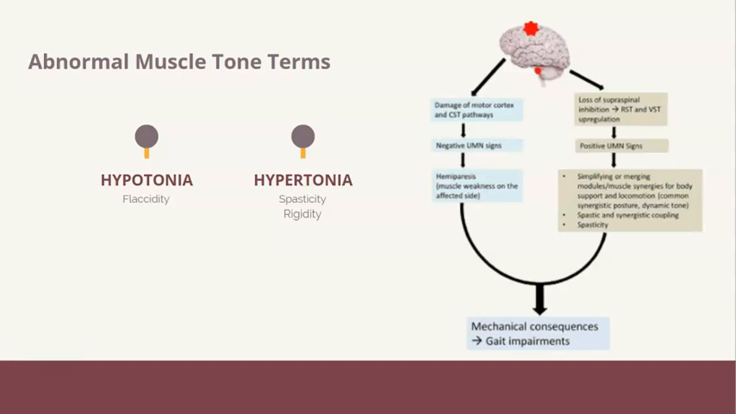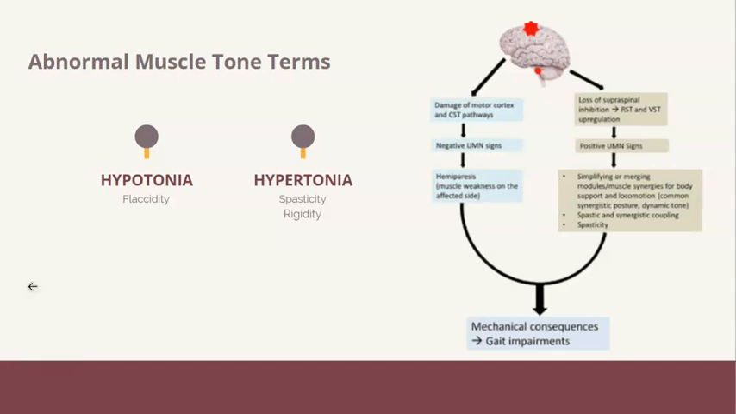Then we have hypertonia, which is the opposite, so this is increased muscle tone. Sometimes it is described as stiff or tight. We can see this with chronic injuries or upper motor neuron injuries. This often develops later after that acute spinal or brain shock resolves. It happens because motor neuron activity is not well modulated.